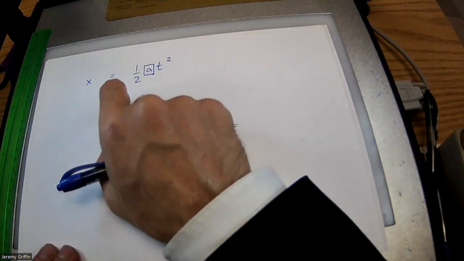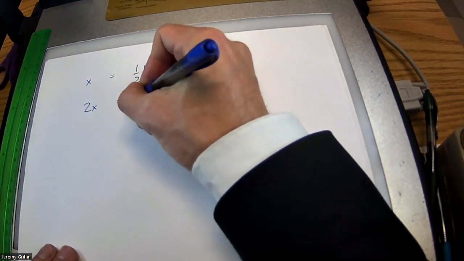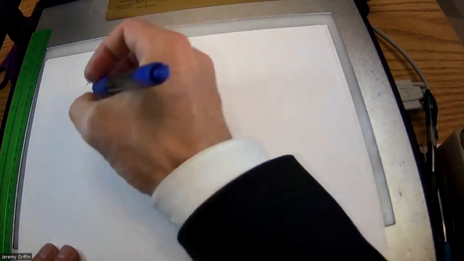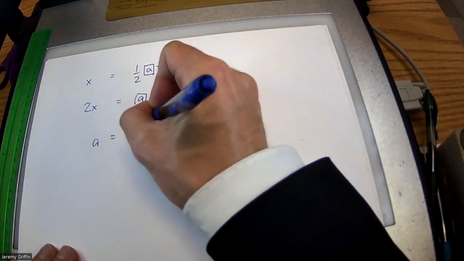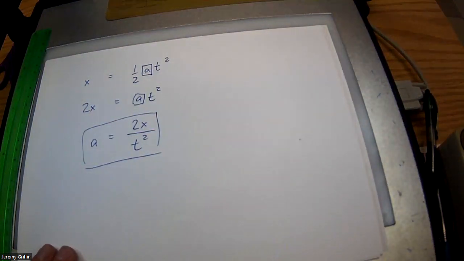Walk you guys through this. Maybe multiply both sides by 2. Divide both sides by t squared. You get something like that. Okay.